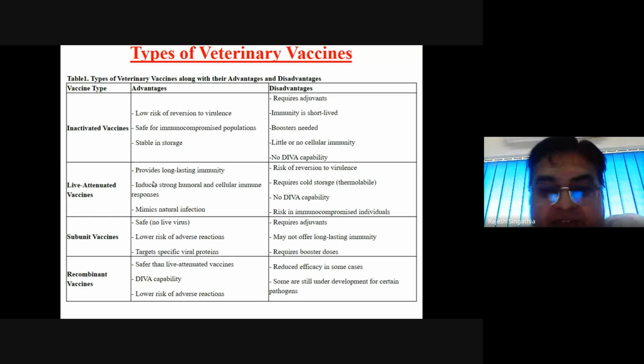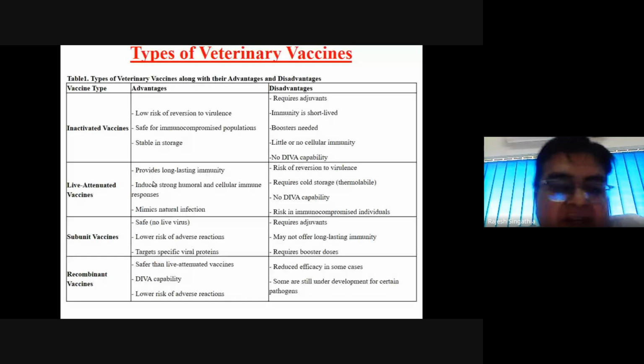But there are also some disadvantages of this vaccine. There is a risk of reversion to virulence. They require cold storage because they are thermolabile in nature, and there is no DIVA capability. They cannot differentiate between infected and vaccinated animals. There is also risk in immunocompromised animals.